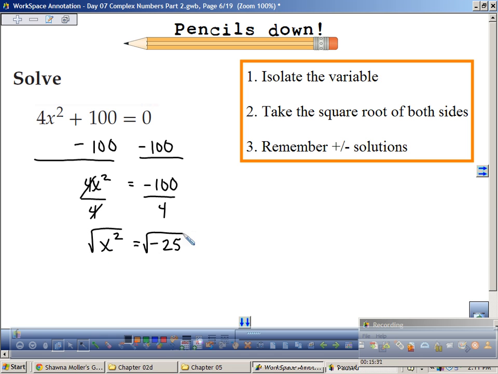Take the square root of both sides. x equals plus or minus 5i. There's a negative. Yes.